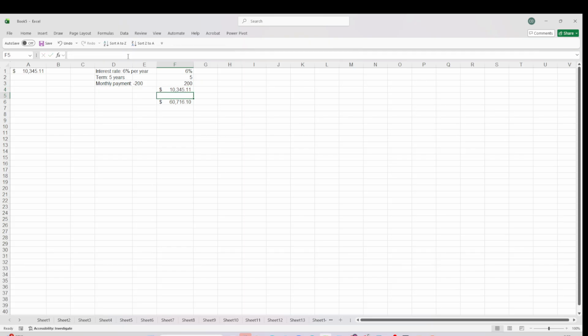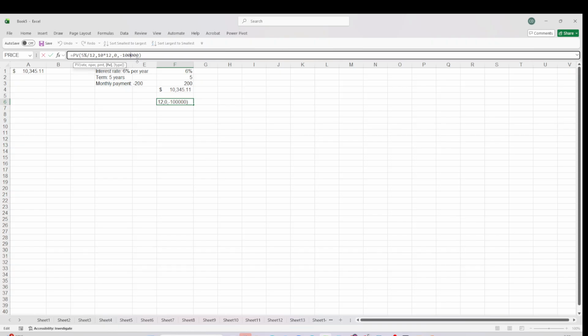Now, for a savings goal example, let's say you want 100,000 pesos in the future. You can use equals PV open parenthesis 5% divided by 12, comma, 10 times 12, comma, 0, comma, -100,000, close parenthesis. This tells you how much that future amount is worth today.